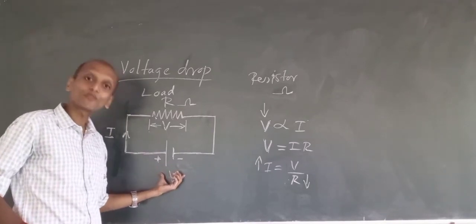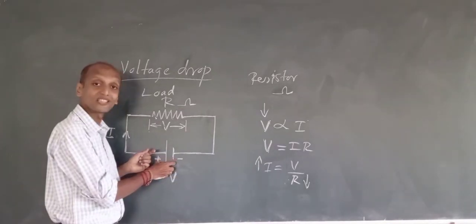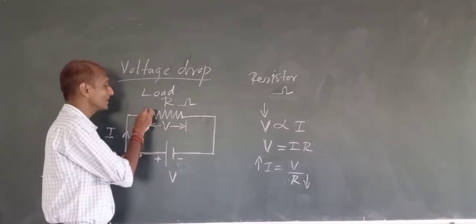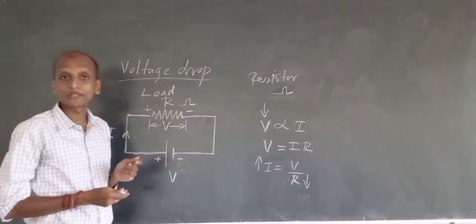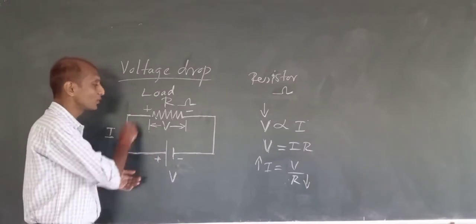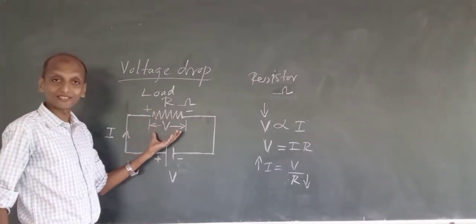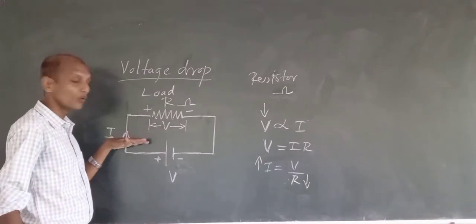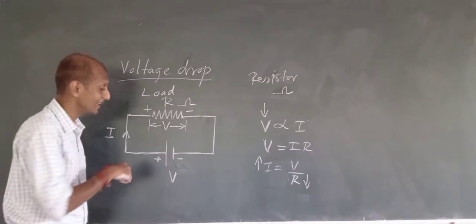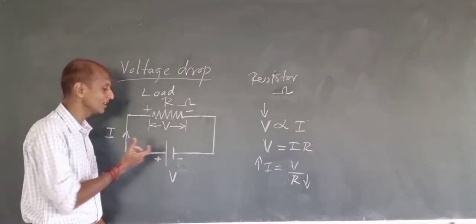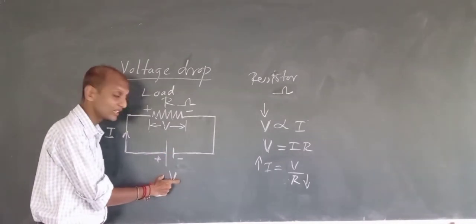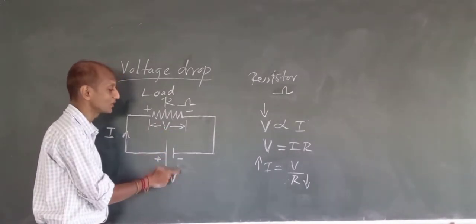Whatever voltage or potential difference we have here will appear across the resistance, this terminal being positive, this terminal negative. So whatever voltage you have here will be dropped over the resistance R. That is how it happens. In another way also, for measurement, we can say that the total voltage will be dropped here.